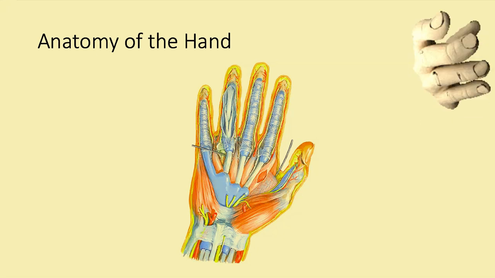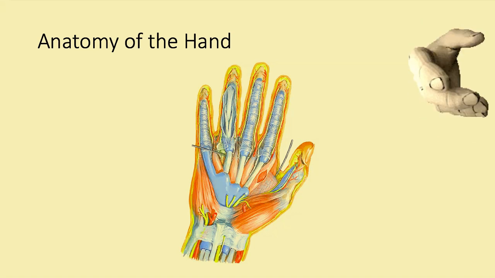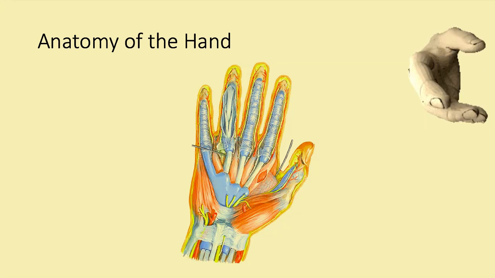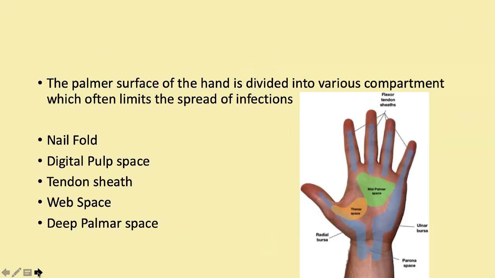Sensory innervation is brought by the terminal branches of the median, ulnar, and radial nerves. And then we also have blood supply coming from digital arteries, the palmar arch, and the radial and ulnar arteries. The palmar surface can be divided into various compartments as a result of various septae that may form potential spaces in the hand. Infections can affect various aspects of the hand, which include the nail fold, which is just adjacent to the nail plate.